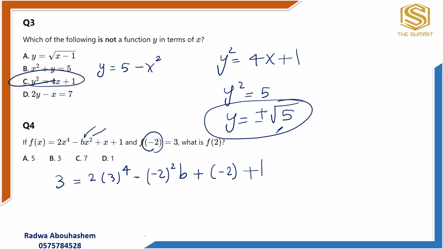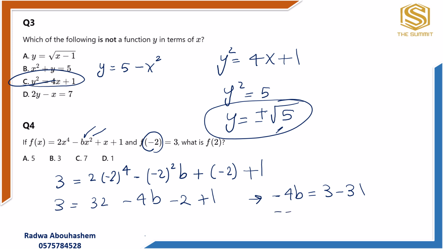Let me solve this. So -2 power 4 is 16. 16 times 2 gives me 32. And -2 power 2 gives you 4. So this is -4b minus 2 plus 1. So I need -4b alone, and I have to move all of the numbers to the other side. Now, 32 minus 2 gives you 30. 30 plus 1, 31. So this means it's 3 minus 31. 3 minus 31 gives me -28. So -4b equals -28, divided by -4. So this means that b equals 7.